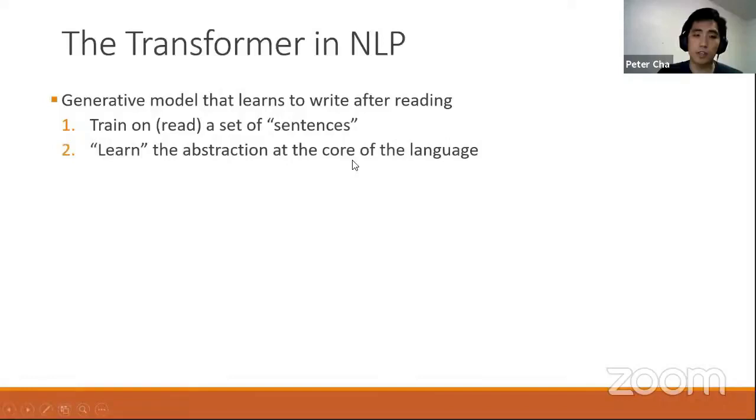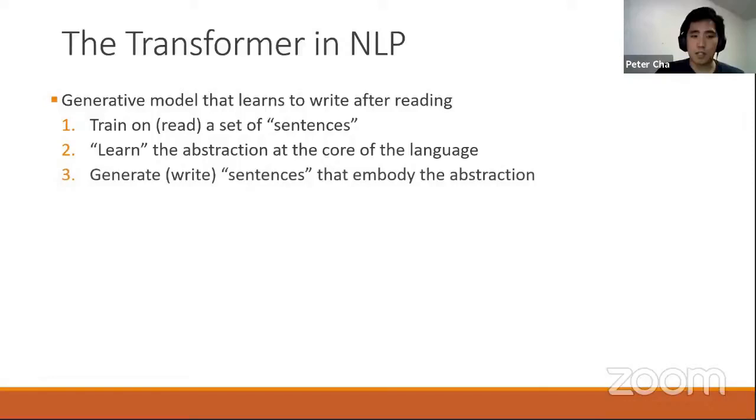The transformer will then learn the abstraction at the core of the language using a self-attention mechanism that has been shown to be highly efficient at picking up long-range correlations present within sentences. And finally, once the transformer has learned the abstraction, it will then generate, or write, sentences that embody the abstraction and in some sense capture the correlations that were present in the data that was presented to it.